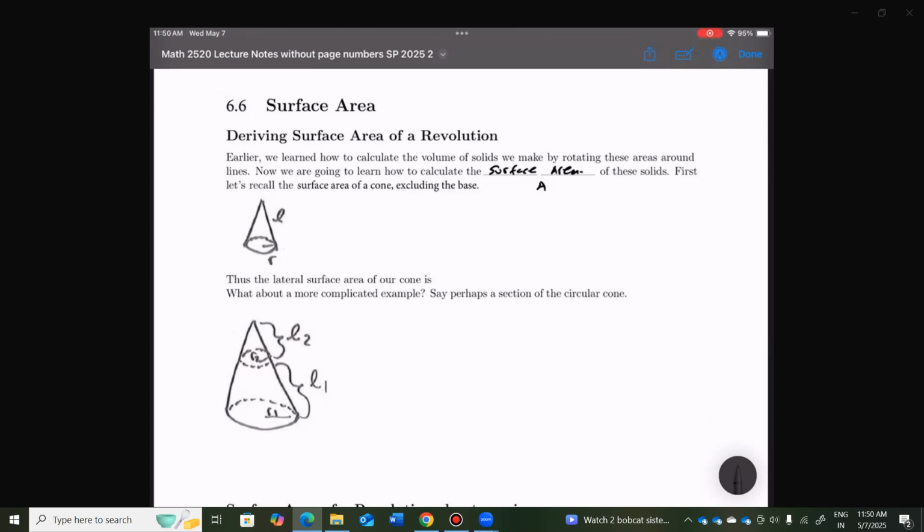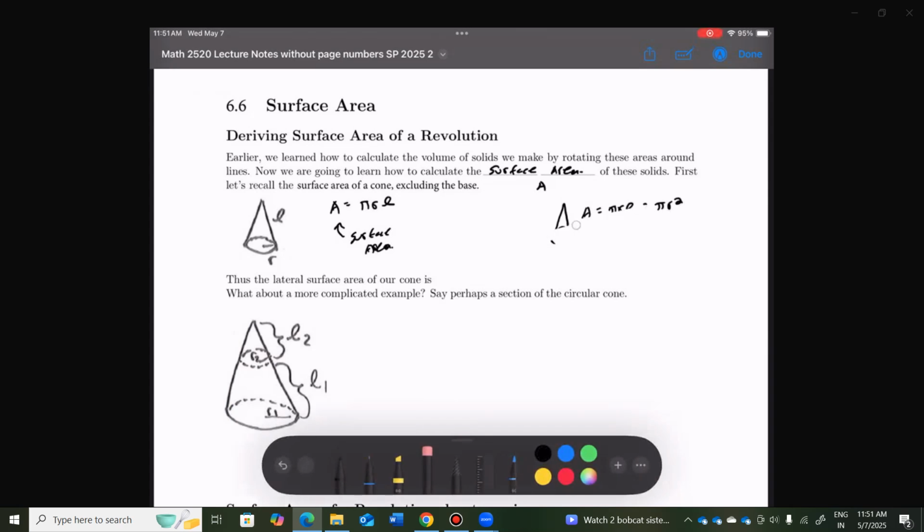So for a cone, the surface area is found by pi r l, where L is your diagonal and R is your radius. And again, this is surface area. And this particular formula is not including the base. Imagine making a cone out of paper where you still have the base kind of open. Otherwise, if we include the base as part of it, then it's pi r l plus pi r squared for the base. But we're not going to include the base. That was a horrible cone too.